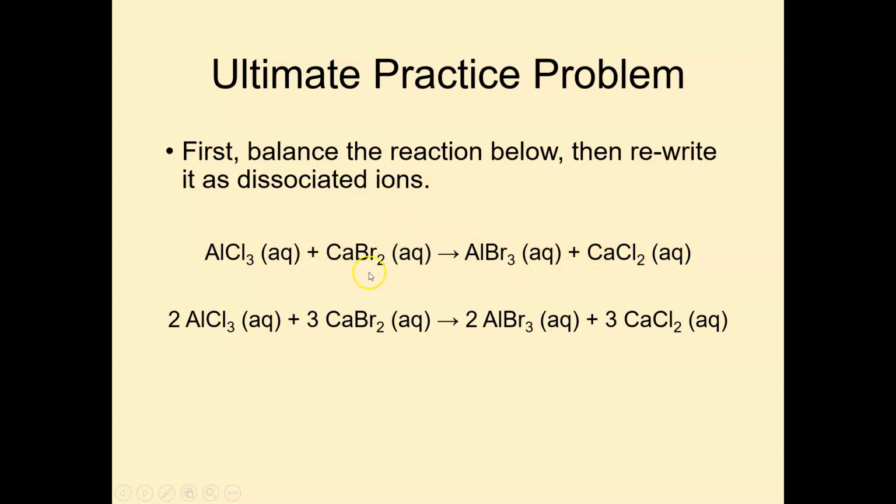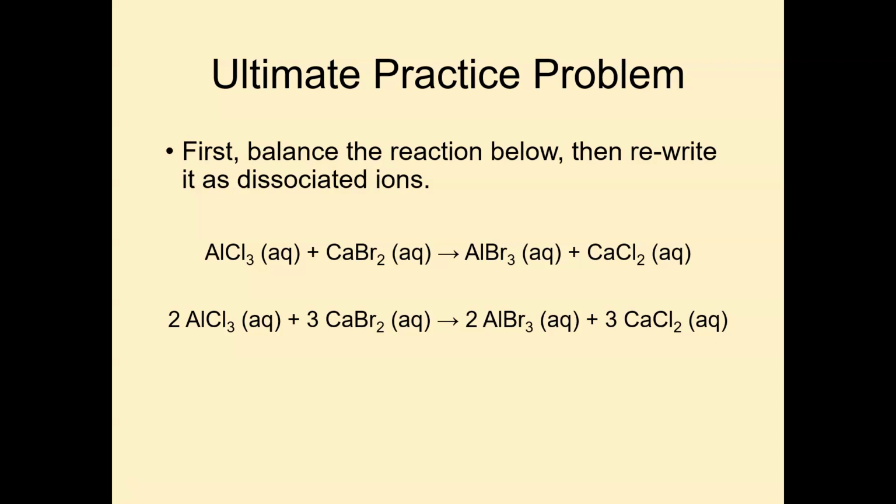I've got 2 bromines on this side and 3 bromines on this side. So once again, the least common multiple is 6. So I'm going to put a 3 here to give me 6 bromines and a 2 there to give me 6 bromines. And when I do that, I turn out getting also 2 aluminums on both sides and 3 calciums on both sides. All right, now comes the business of taking all 4 of these compounds now that we have balanced the equation and multiplying coefficients by subscripts to figure out exactly how many moles of each individual dissociated ion we have.